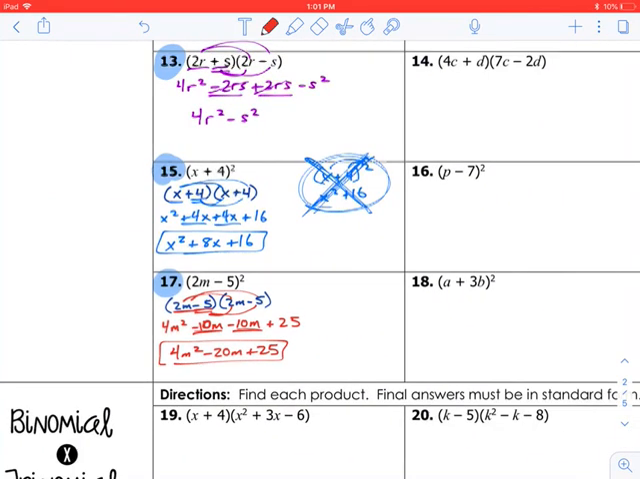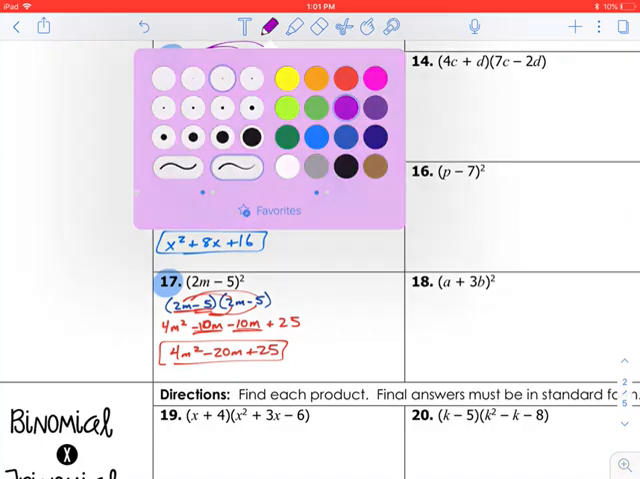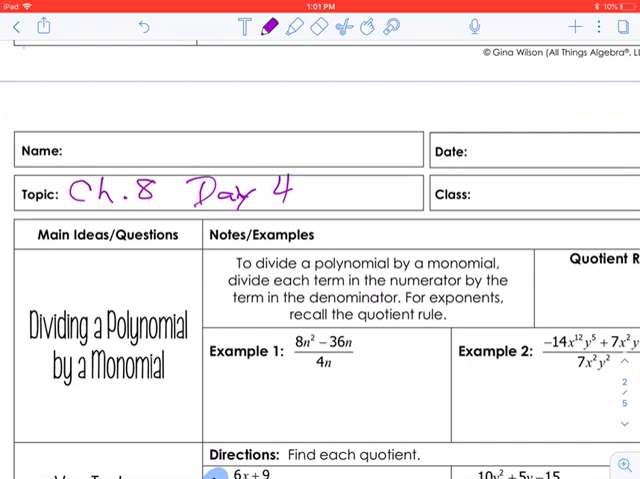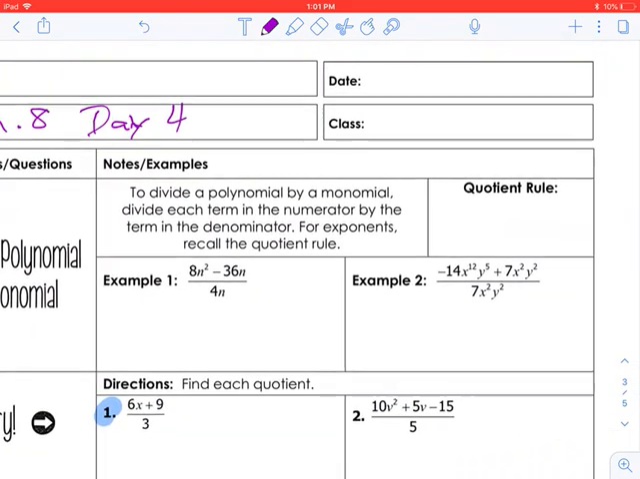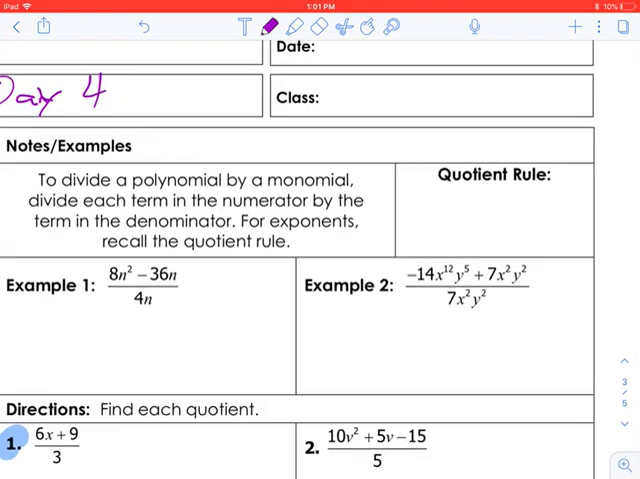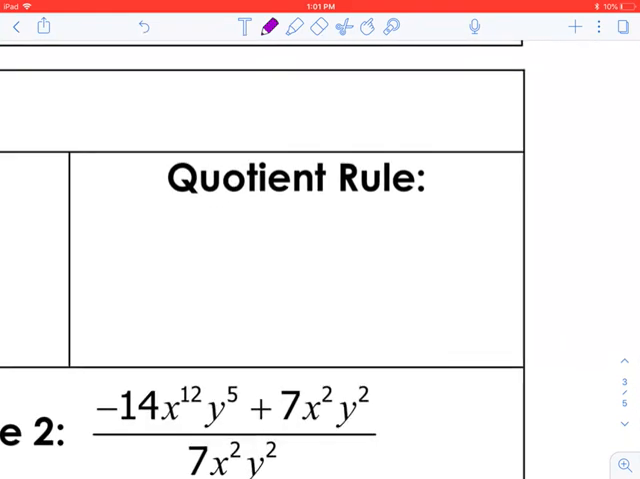So moving on to division now. We've got dividing a polynomial by a monomial. Okay? So before we do that, we need to understand the quotient rule.